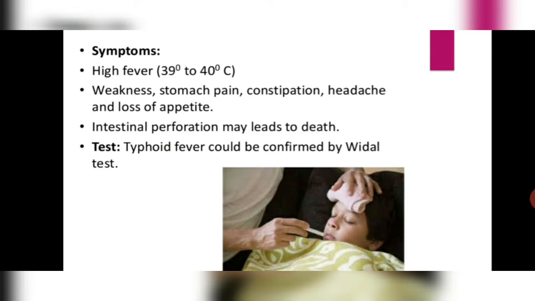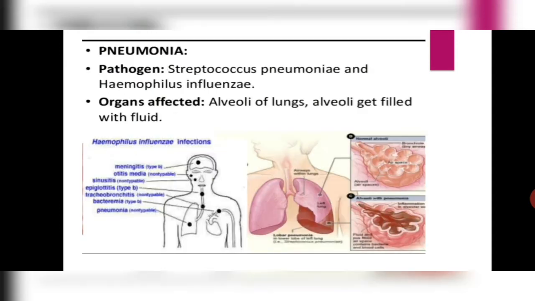Symptoms are very high fever, weakness, stomach ache, constipation, severe headache, loss of appetite. In severe cases, it can cause intestinal perforation, which can lead to internal bleeding and death. The test used for typhoid is known as the Vidal test. The Vidal test is used to perform the diagnosis of typhoid.